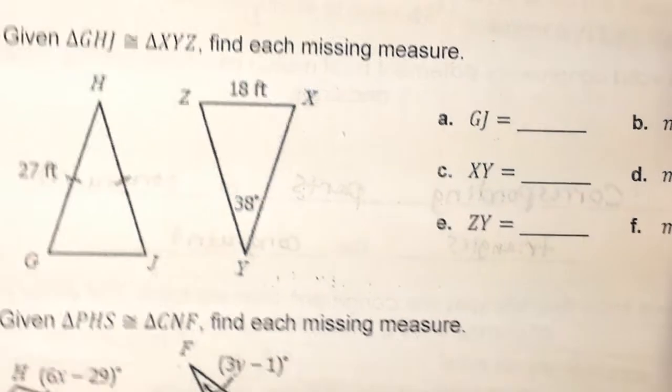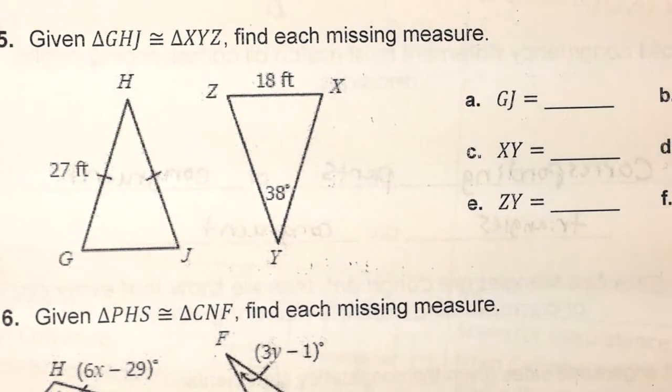Number 5, similar situation. Triangle GHJ is congruent to triangle XYZ. Find each missing measure.